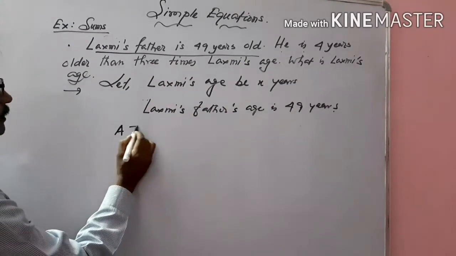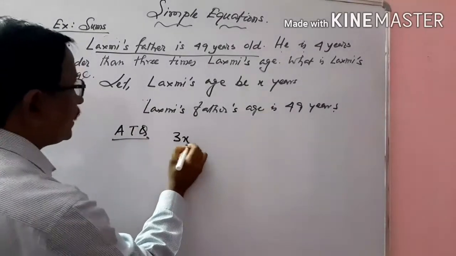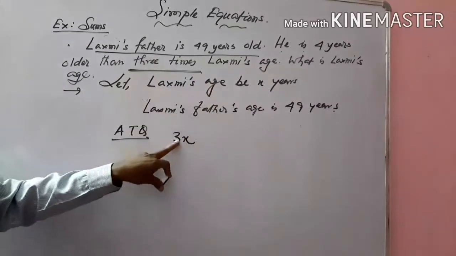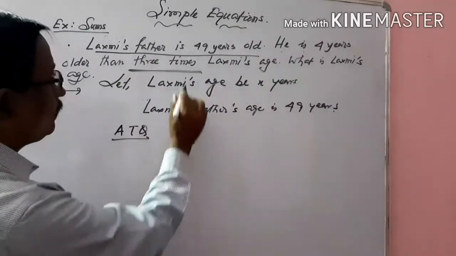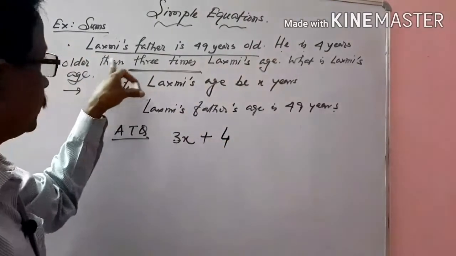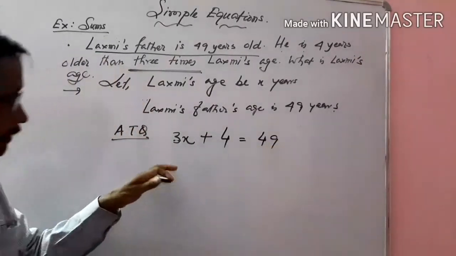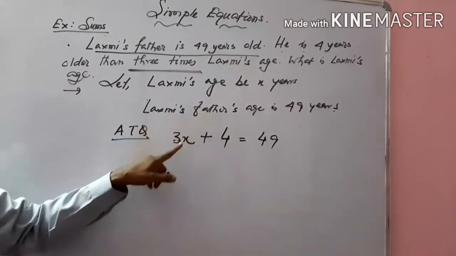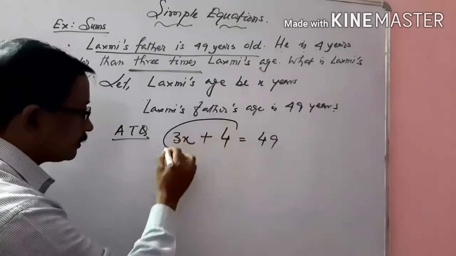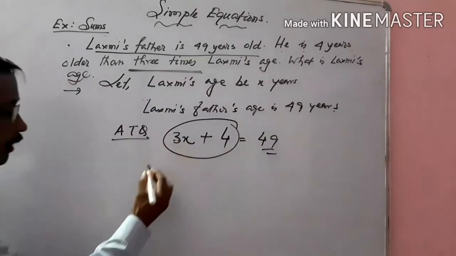So according to the question, what do you write there? Thrice x. 3 times means thrice x, and more than that, 4. He is 4 years more. So there is 3x plus 4 equal to 49. If you multiply Lakshmi's age by 3 and add 4, then we are getting the age of Lakshmi's father. So now what to do?